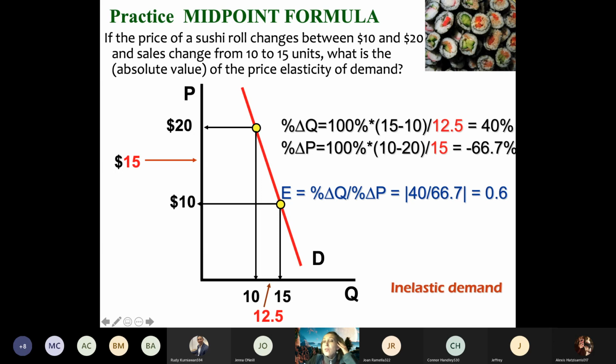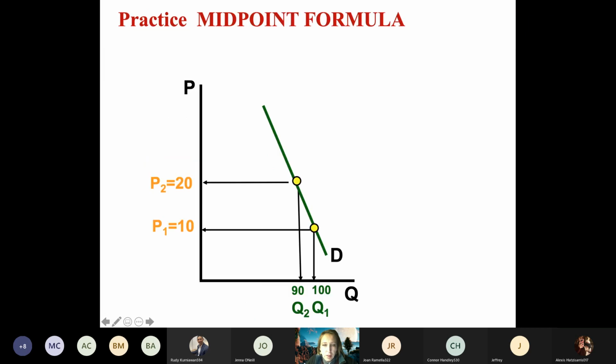At this point, we no longer need to worry about whether it's negative or positive in the case of price elasticity. Then we find the elasticity as the percentage change in quantity divided by the percentage change in price, and this is 0.6, which is less than 1, so it's inelastic demand. You can even eyeball it and say, that curve is pretty steep, so probably did not make a mistake here. So that's what it is.